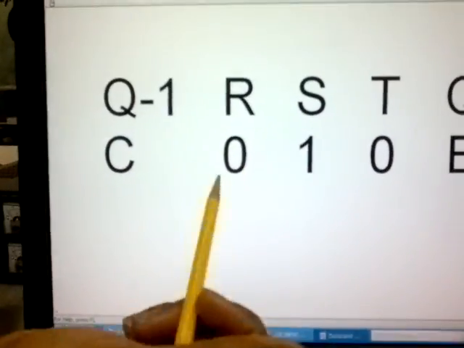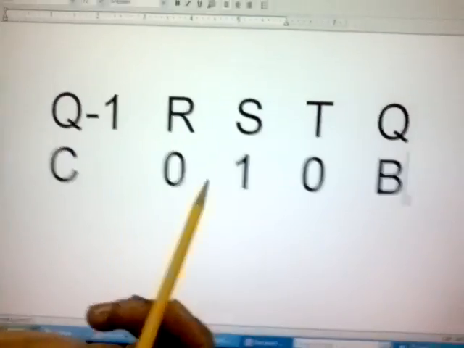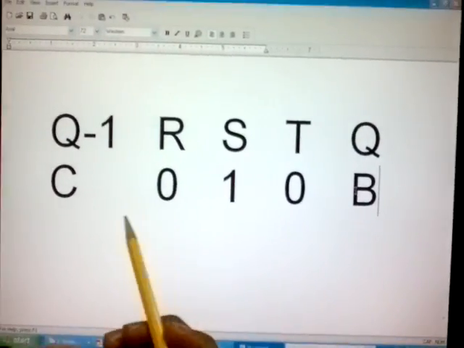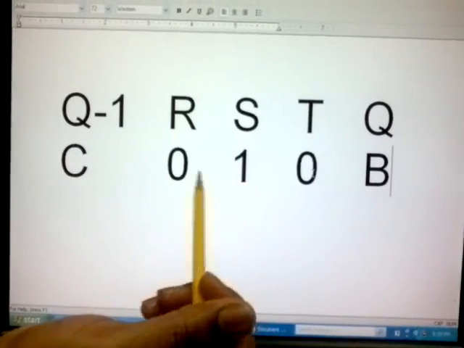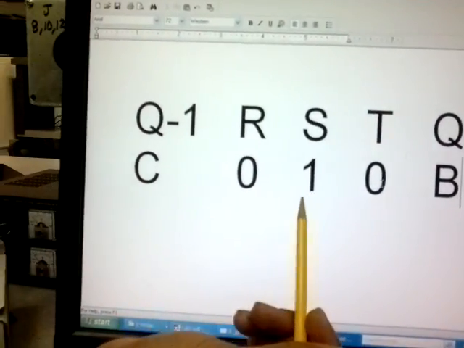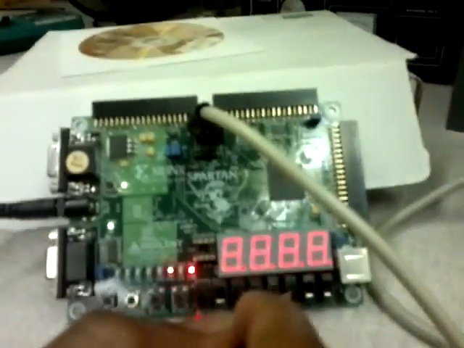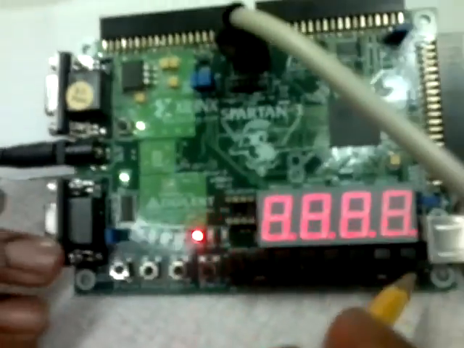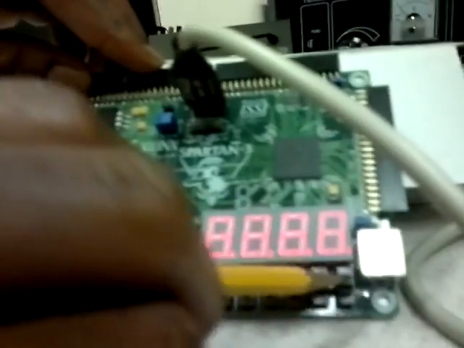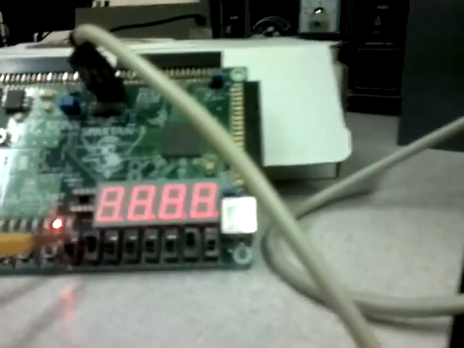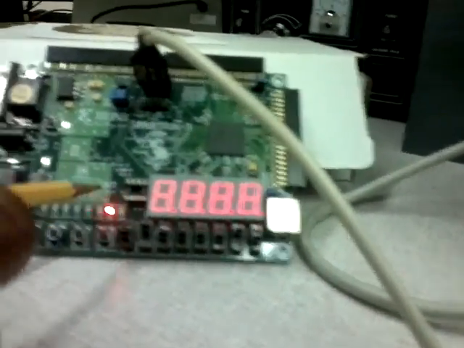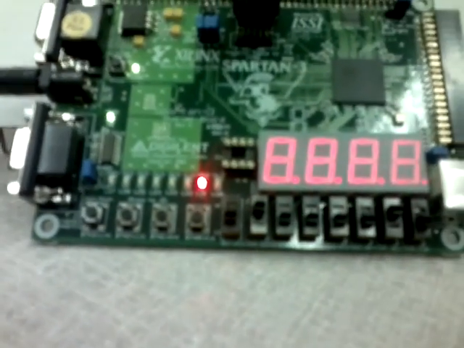The machine goes back to state B when both R and T are 0, and S is don't care, but in this instance we used a high for S. And on the Spartan board we have R being 0 here, S being high, and T being 0. Therefore we are back to state B, which is Q1, and it represents the second D flip-flop.